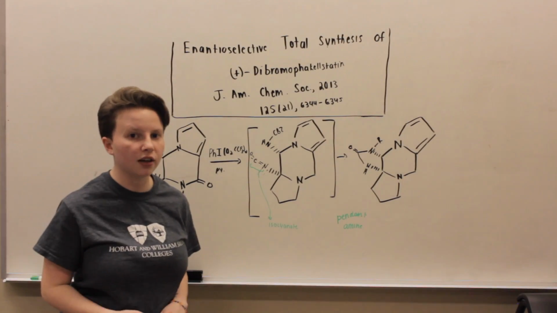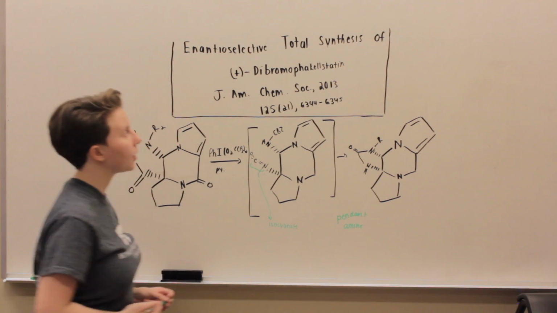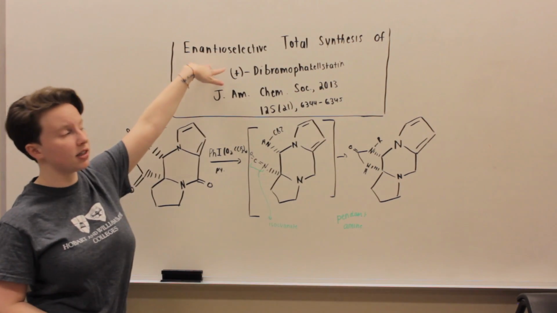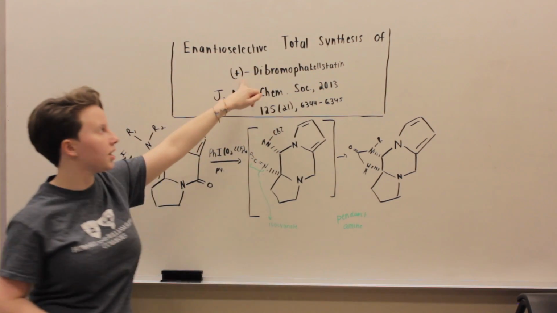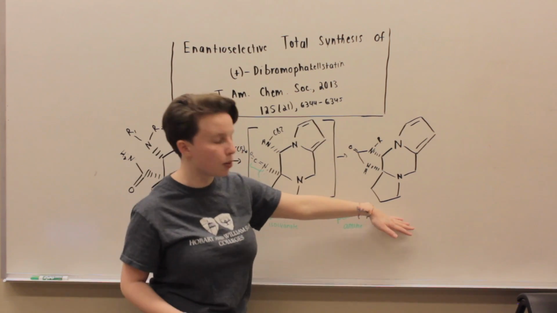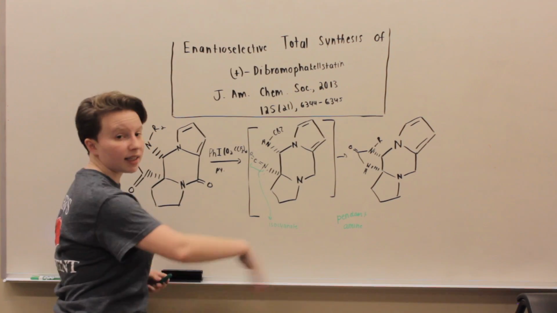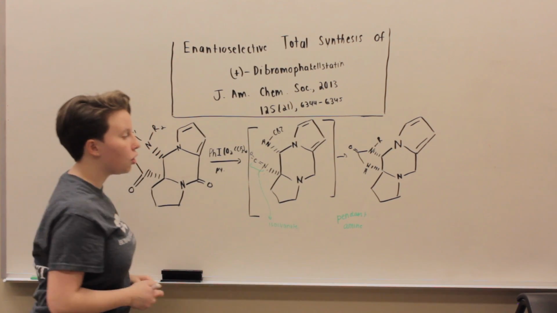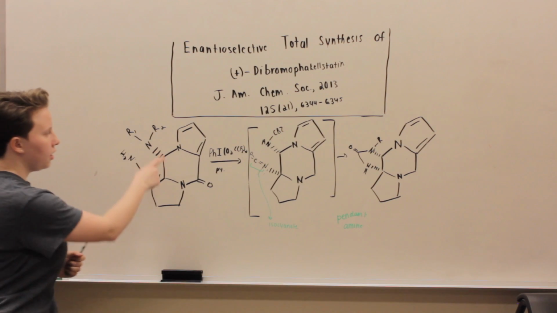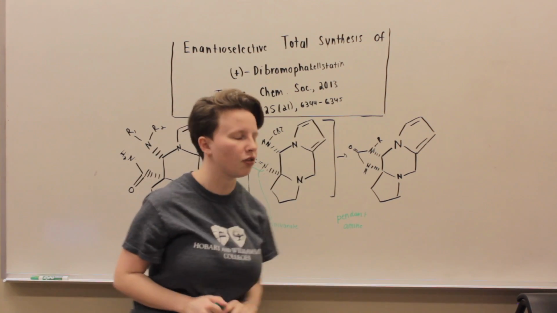So let's take a quick look at our literature piece and figure out where the Hofmann rearrangement can come into play. So we have this article, the enantioselective total synthesis of plus dibromophakellstatin. So this product right here is dibromophakellstatin, and this is the very last step of the synthesis. So to get from these two functional groups to making one ring, we have to go through a Hofmann rearrangement.